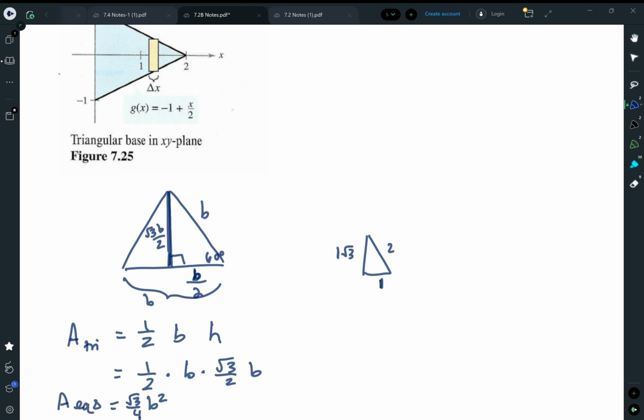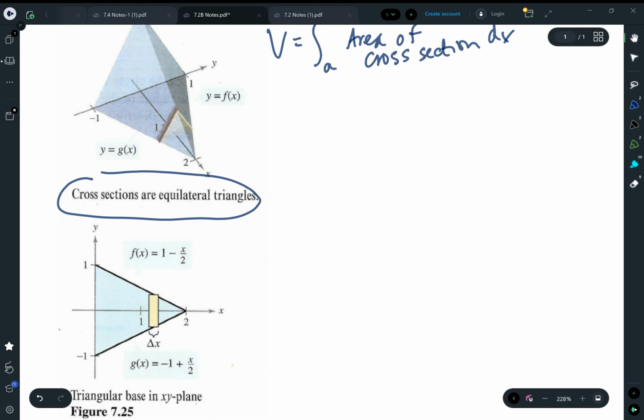That's what I've got going on here. And I just gave you this equation in class. I don't want us to have to derive it every single time we need it. It's just better to memorize.